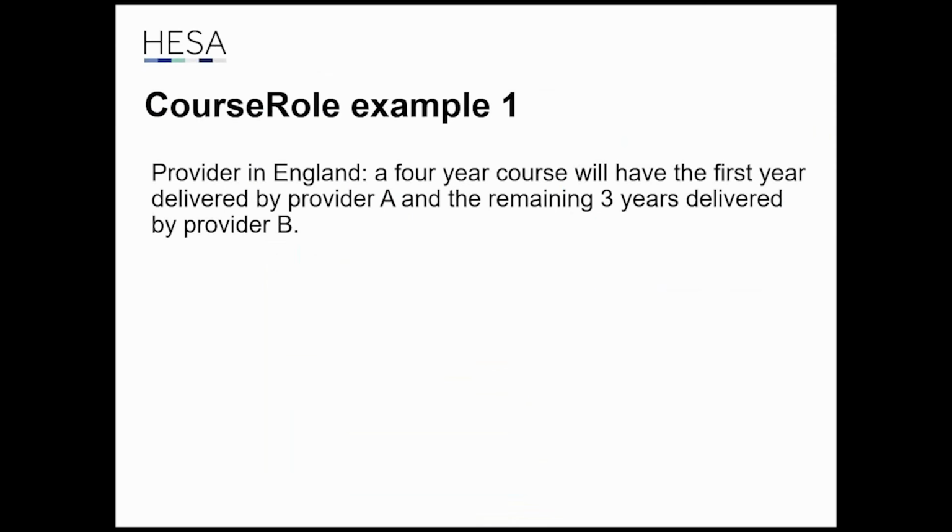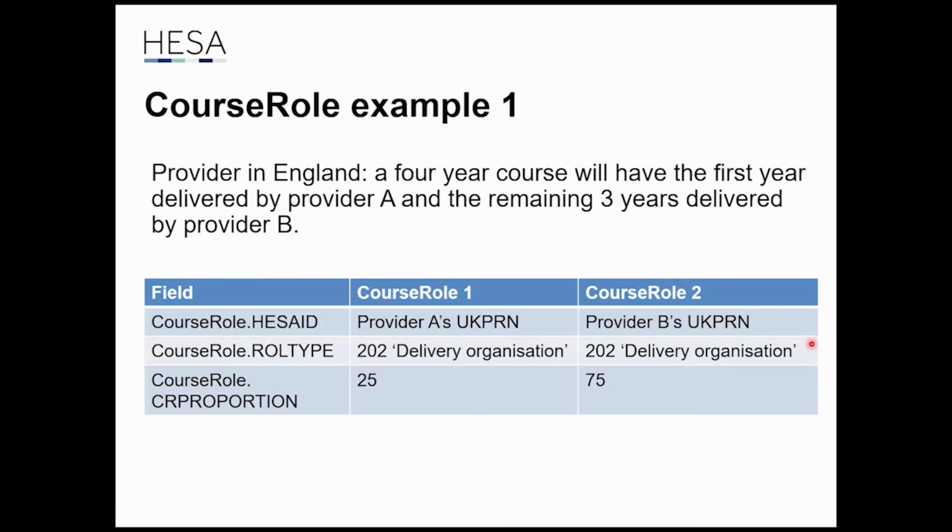So if you had a 4-year course, the first year would be delivered by provider A, the remaining 3 years delivered by provider B. You've got two providers delivering that course, so you would need two course role entities. The first would have the UK PRN of provider A, and that would have in the proportion field 25 because they're doing one of the 4 years, so 25% of the course. The second would have the UK PRN for provider B and 75 in the proportion, and both of them would have the role recorded as delivery organisation because that's what we're recording.